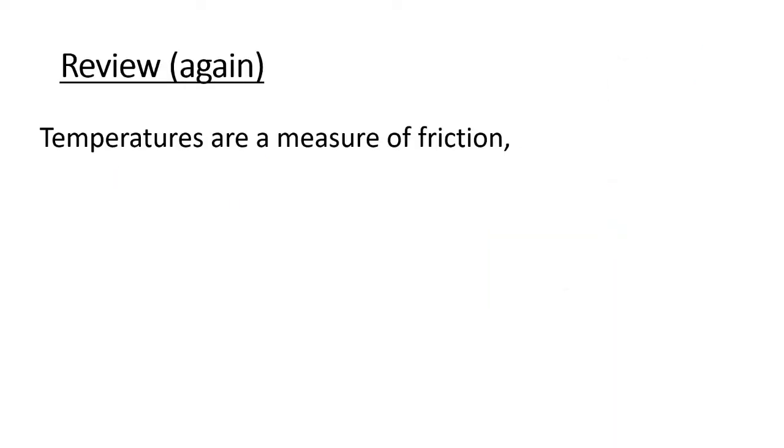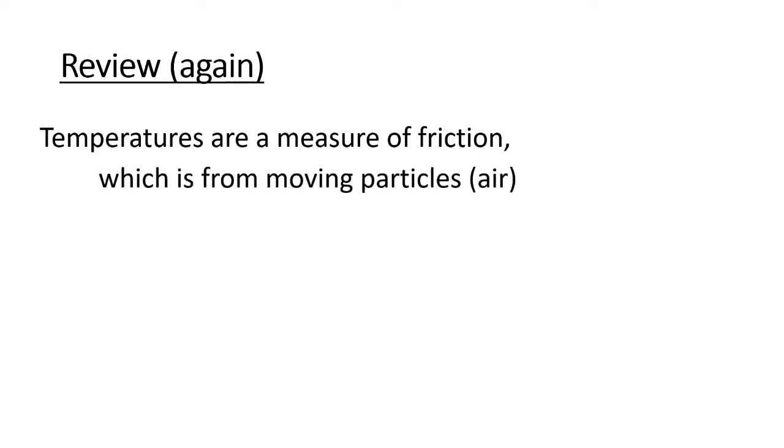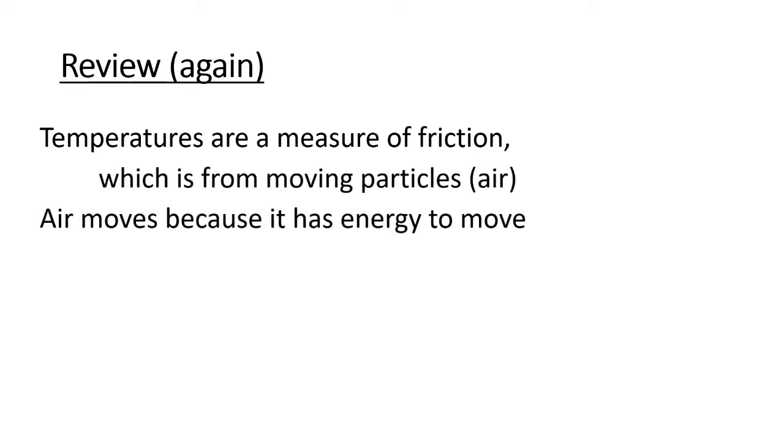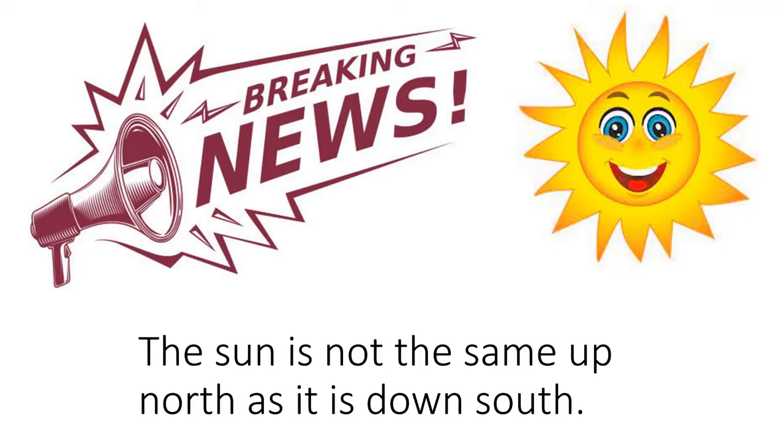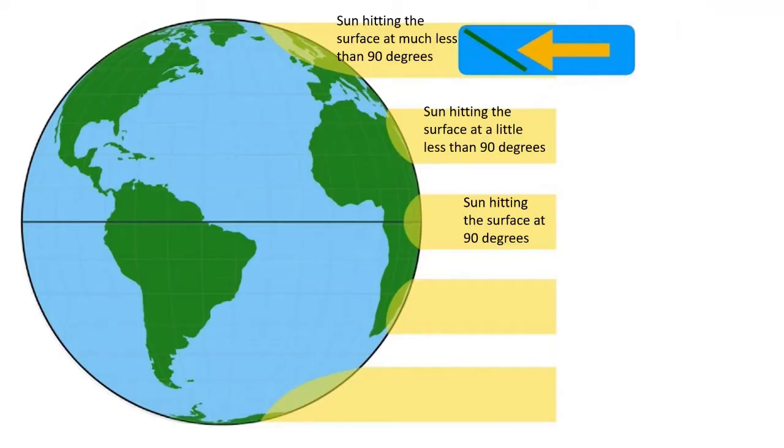Well, let's review again. Temperatures are a measure of friction, right? Which is from moving particles, air. And air moves because it's got the energy to move, and all that energy comes from the sun. But if we're all sitting under the same sun, shouldn't everything have the same temperature? Well, here's breaking news, and that is that the sun is not the same up north as it is down south. Now, physically, the sun is the same, but the energy we get from the sun is not the same up north as it is down south. It has to do with how the earth is curved.